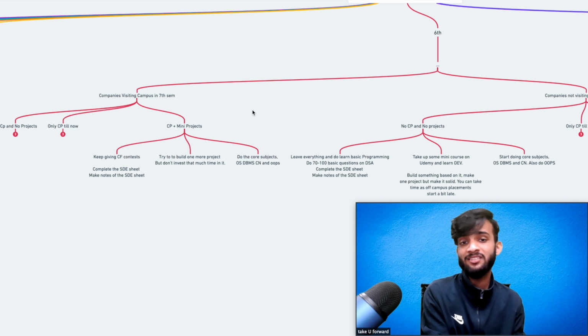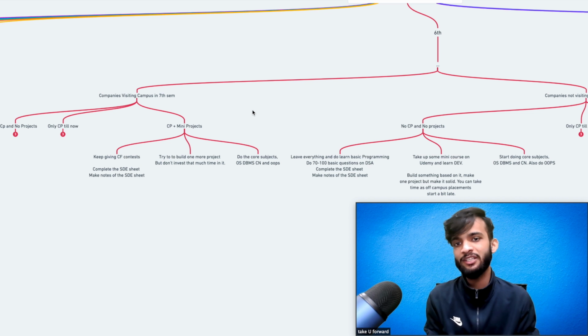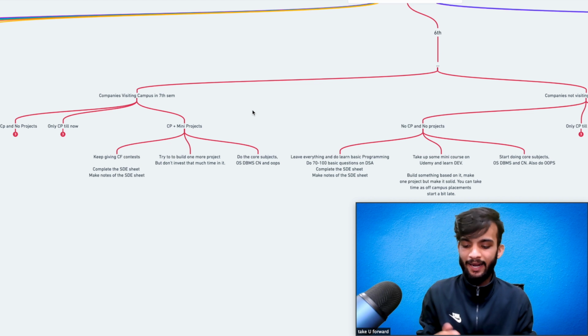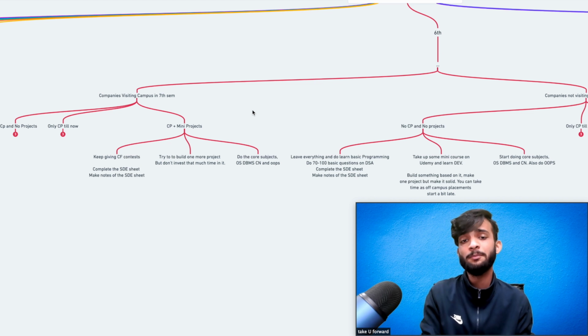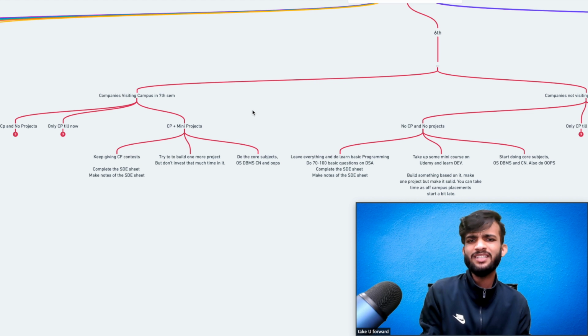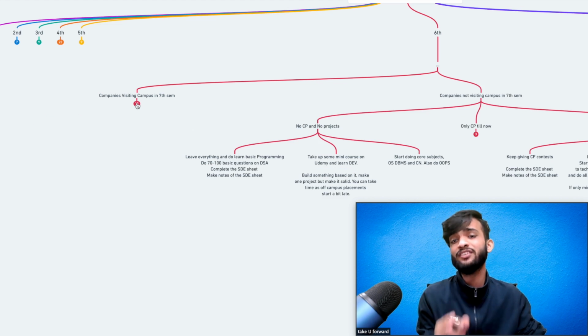Again, the other criteria comes in. What if you would have done CP and mini projects? So if you would have done CP and mini projects, do the SD sheet. If you would have done the SD sheet previously, again do the SD sheets, solve more problems on LeetCode, and do company interview experiences as much as you can. And again, try to build one more project if you have a mini project, and that project can be your major project in your resume. And with that, do the core subjects as I said, and the object-oriented programming. So that's going to be a roadmap if companies are visiting your campus.